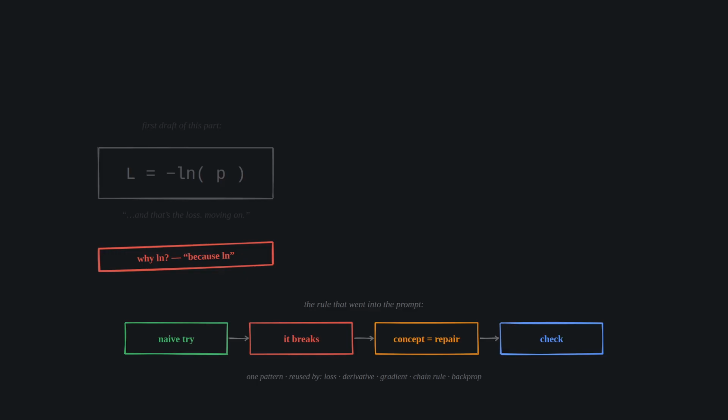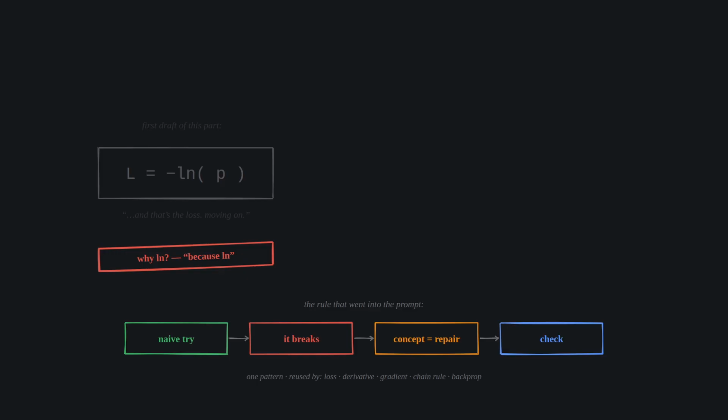Every new concept must arrive in 4 beats. Try the naive thing first. Watch it break on the same numbers. Bring the concept in as the repair, then check it did repair. The logarithm is the first concept told this way, and here's the part I didn't expect.